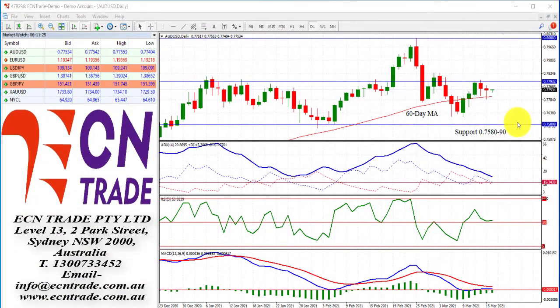Well, overnight, the Australian dollar slid towards that 60-day moving average around 77.20 and rebounded, but not enough to get it out of the bearish trenches. It looks to me, from a technical point, while the MACD, which we need to keep an eye on, and also the RSI, there is further potential downward slide. If we get a break of 77.15, then we've taken out the 60-day moving average and the support and expect to see a further slide towards 75.80.90.